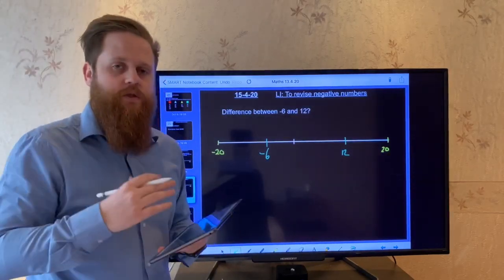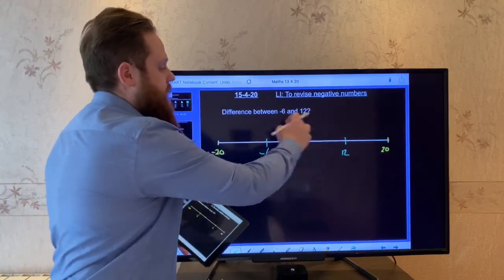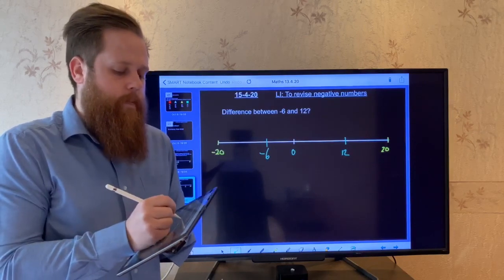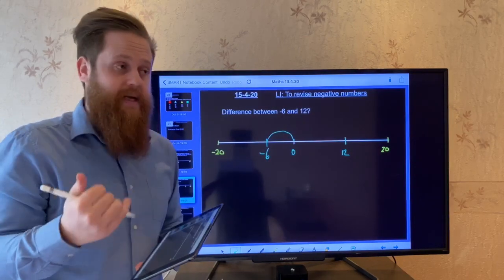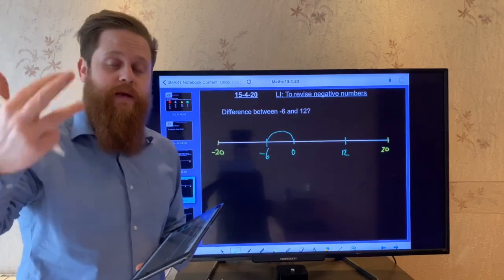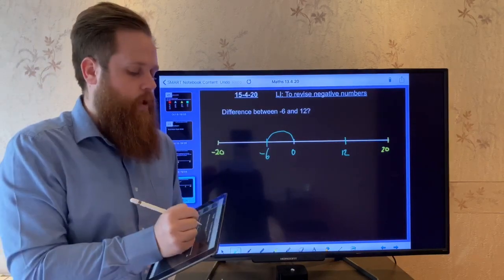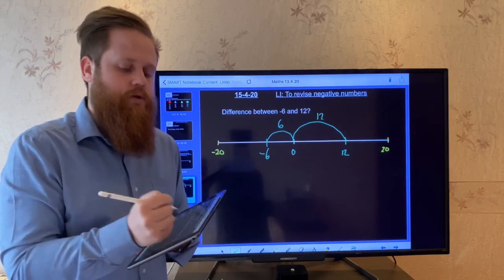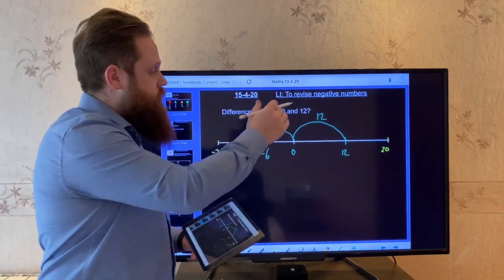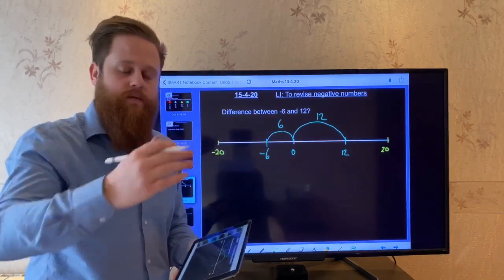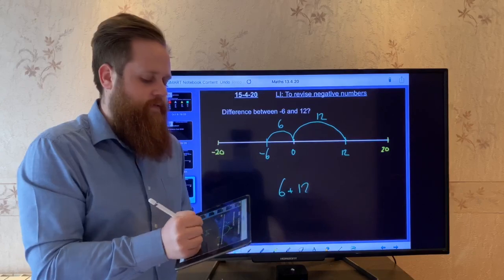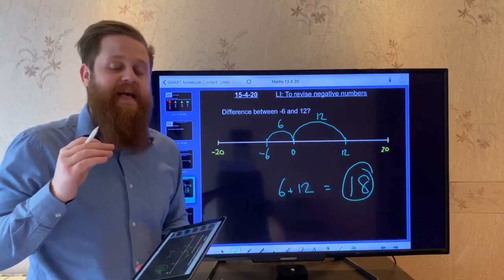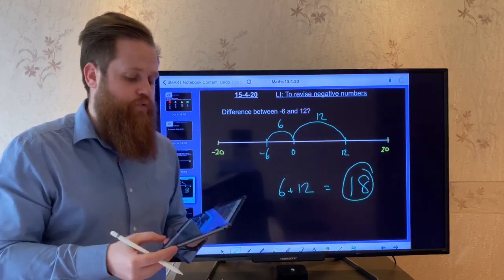Now to find the difference between them, okay, I've got to find out what the gap is there. So an easy way here would be to go through 0. Minus 6 to 0, how many is that? Well, minus 6, going to minus 5, to minus 4, to minus 3, to minus 2, to minus 1, to 0, would be 6. And then from 0 to 12, well, of course, that is 12. And there's my little jumps. Well, 6 plus 12, that means the difference between minus 6 and 12 is 18. Okay, my jumps are there, I've proved it.